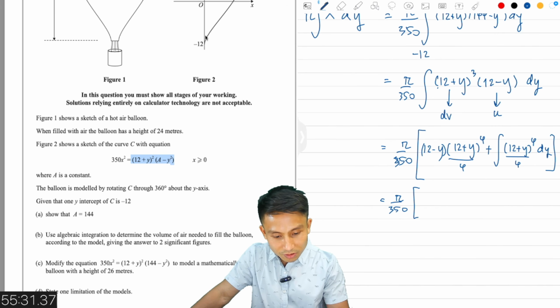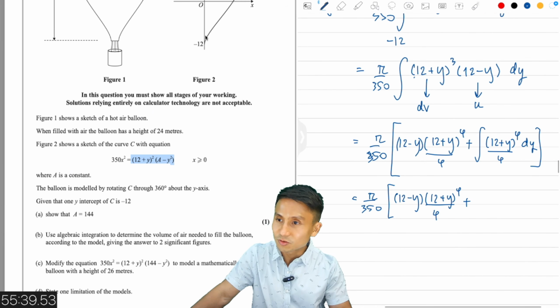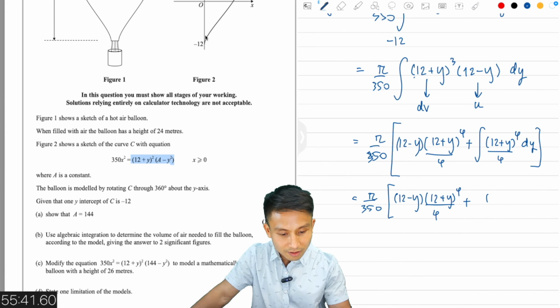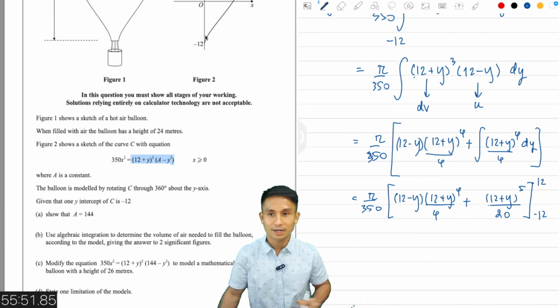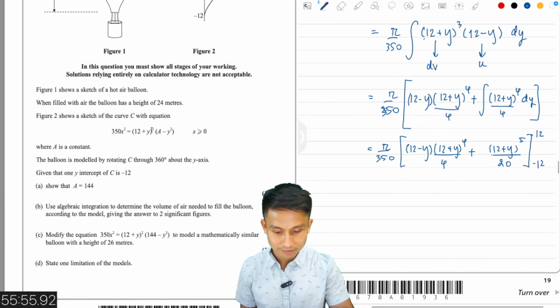So this part is already fine. We just sub in the bounds and we should get the value on this part. But this part we integrate, and that's the reverse power rule again. So I get 12 plus y to the power of 5 divided by 5, multiplied by 4, I get 20 there. And that's it. We sub in minus 12 to 12 for that. So that should be it.